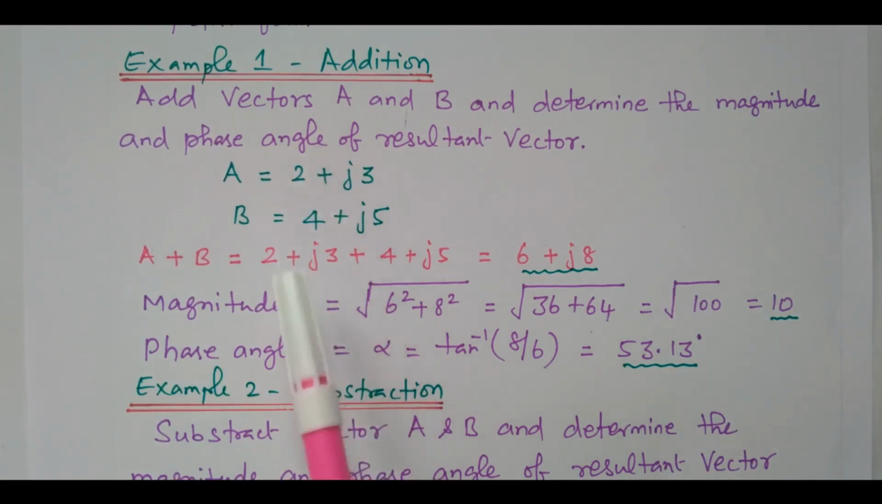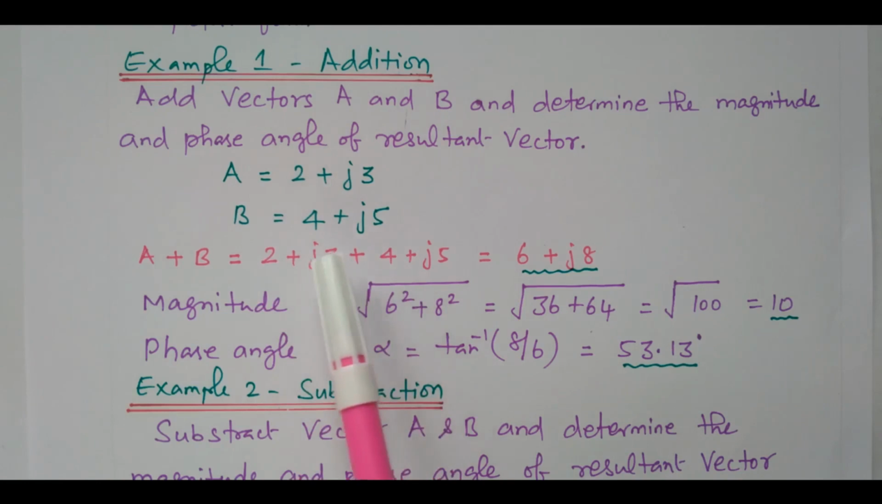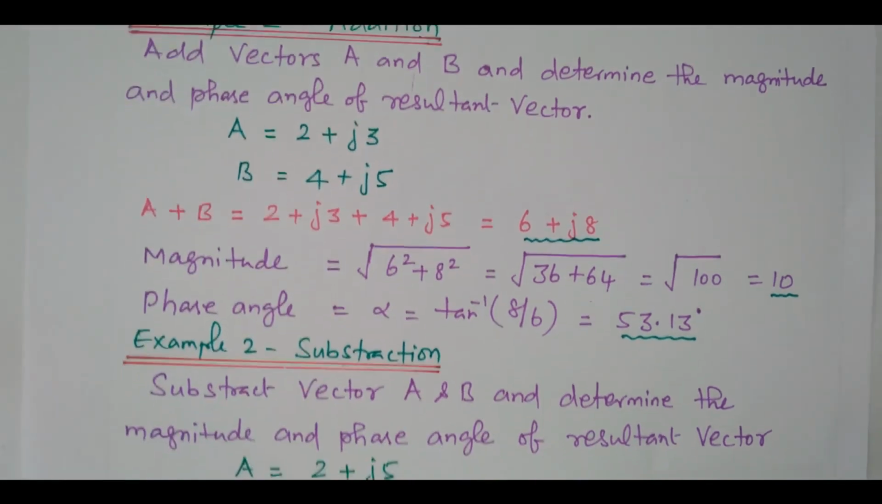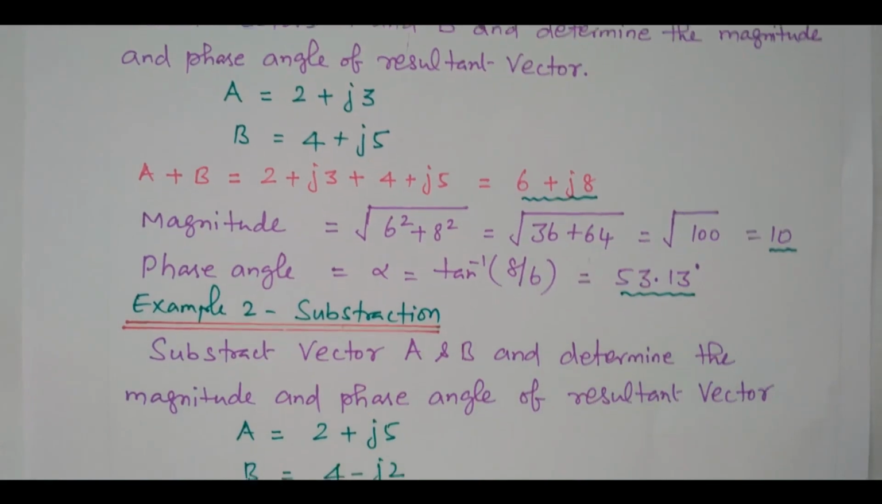So in this problem, two vectors are available in rectangular form, and they are added easily. The real terms should be added and the imaginary terms should be added. From that we calculated the magnitude and phase angle also. Now we'll go to the second problem for subtraction.